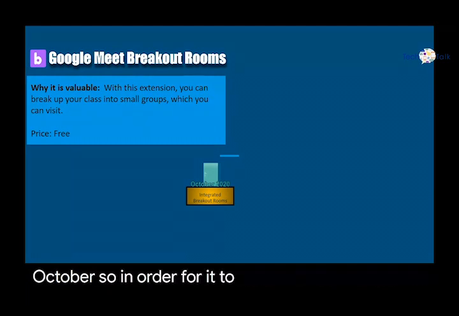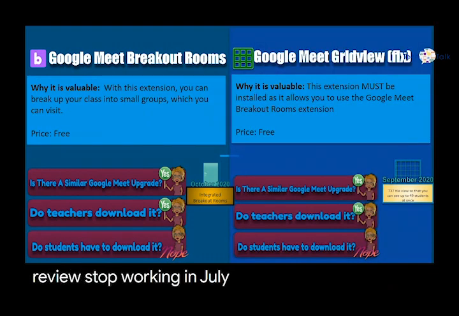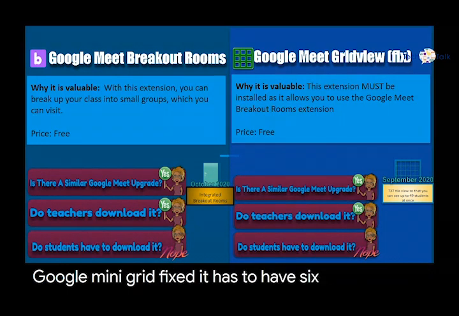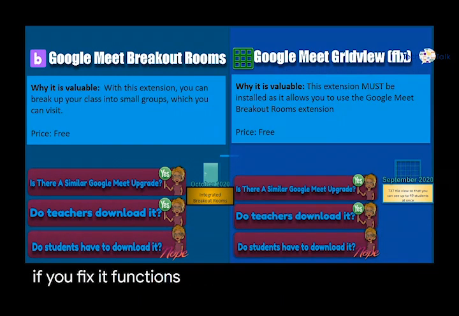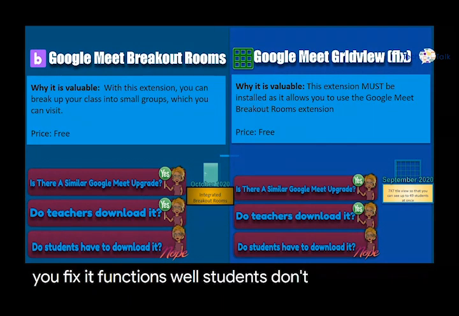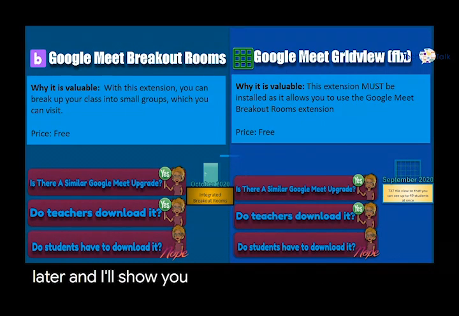In order for it to function, you must have the Google Meet Breakout Rooms extension downloaded along with Google Meet Grid View. Yes, I know that the old Grid View stopped working in July, but if you download the Google Meet Grid View Fix, and it has to have Fix in parentheses, it functions well. Students don't have to download this extension for it to work, as you'll see later, and I'll show you how we used it in the session right now.